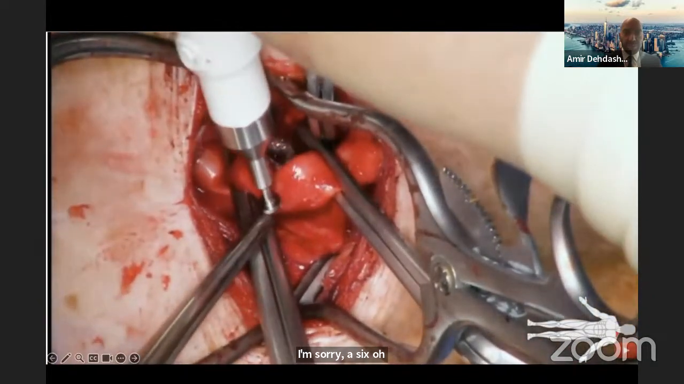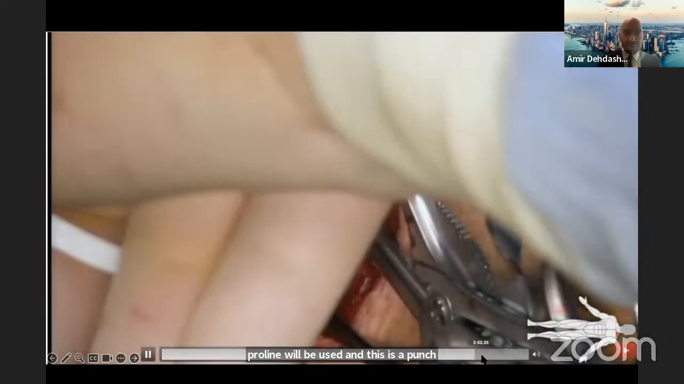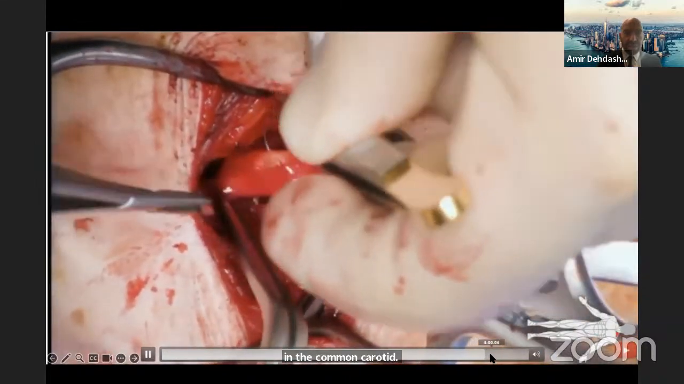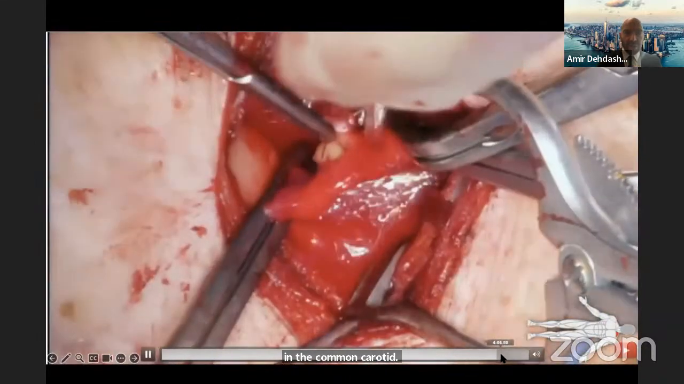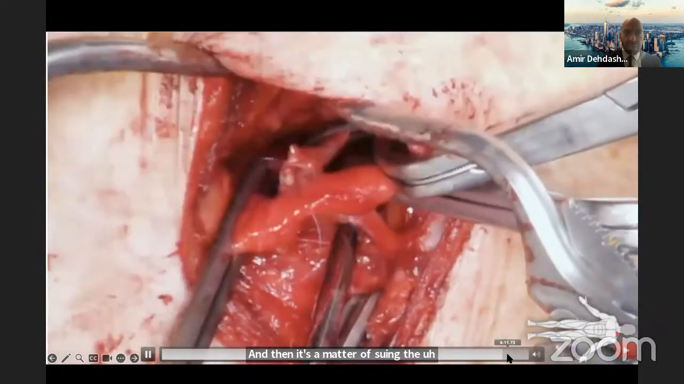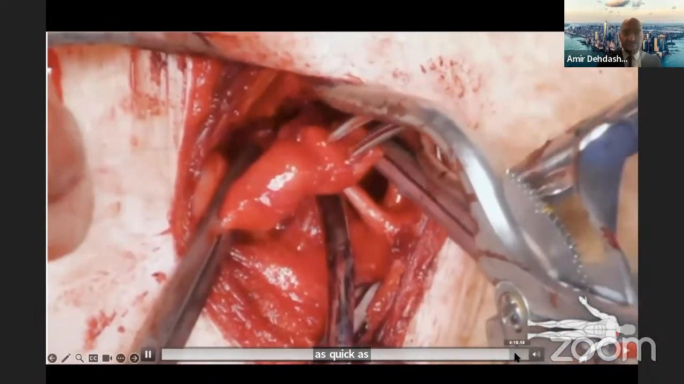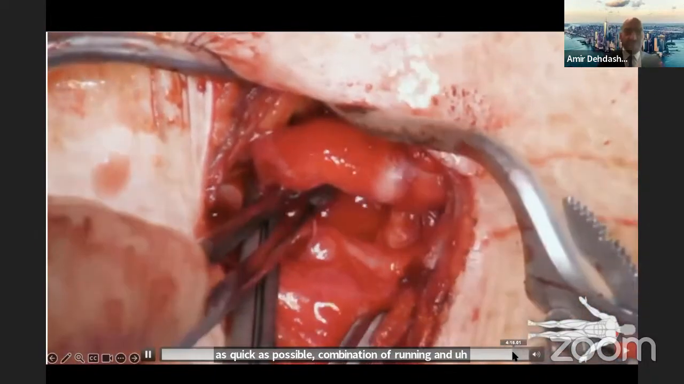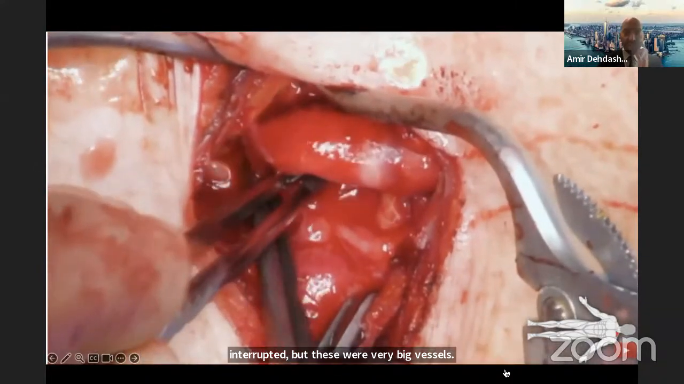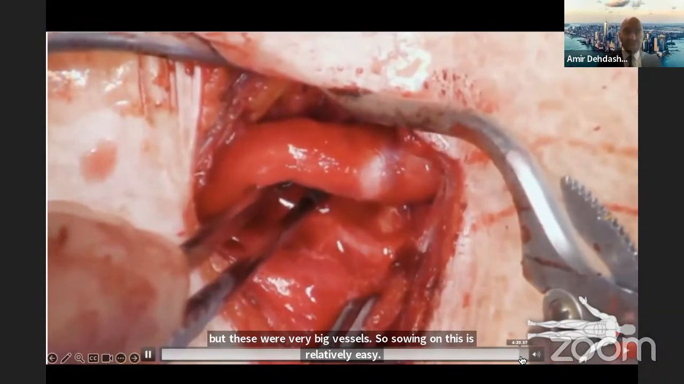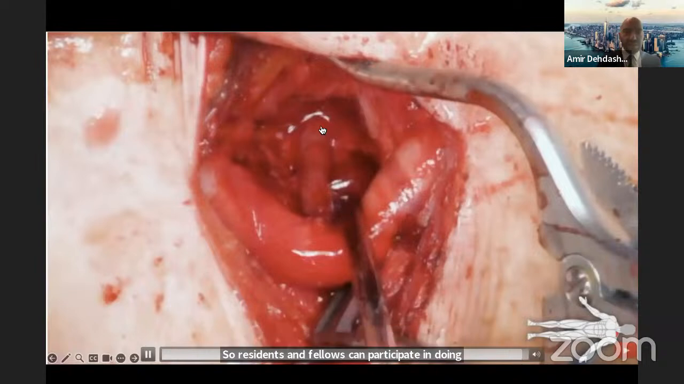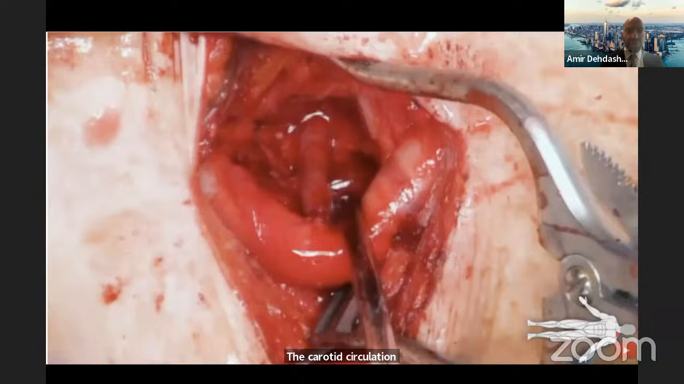And this is a punch in the common carotid. Then it's a matter of sewing the vertebral artery to the common carotid as quickly as possible, with a combination of running and interrupted sutures. But these are very big vessels, so sewing on this is relatively easy. Residents and fellows can participate in doing this because it is relatively easy. You can see this is the end product for the V1 segment, and now the carotid circulation participates in the circulation of the vertebral artery to the posterior circulation.